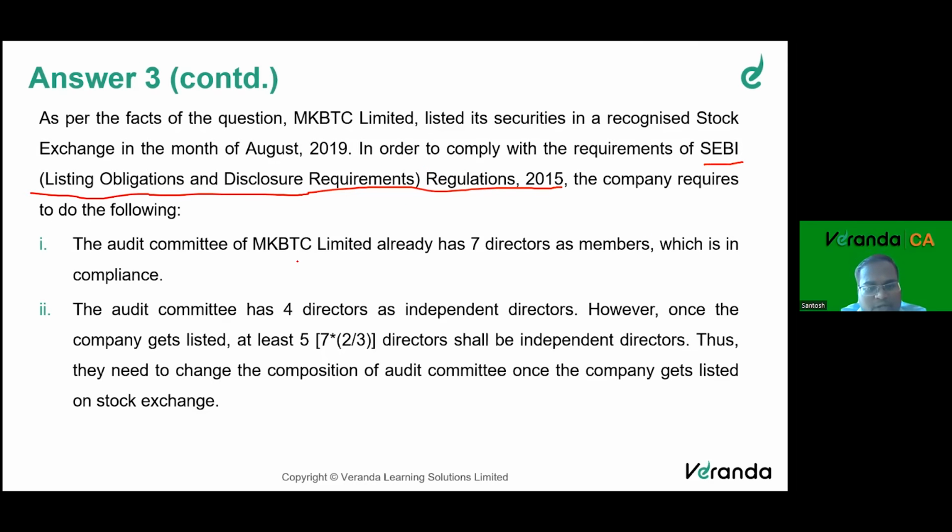The company requires to do the following. A, it already has 7 directors. So the first requirement it has met. The second one, it has 4 directors as independent directors. However, once the company gets listed, at least 2/3 shall be independent directors. They need to change the composition of the audit committee once they get listed on the stock exchange.